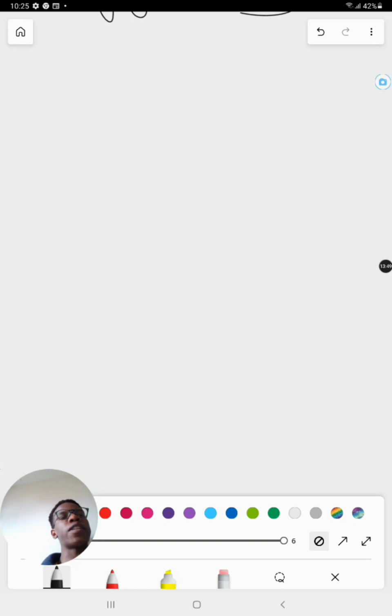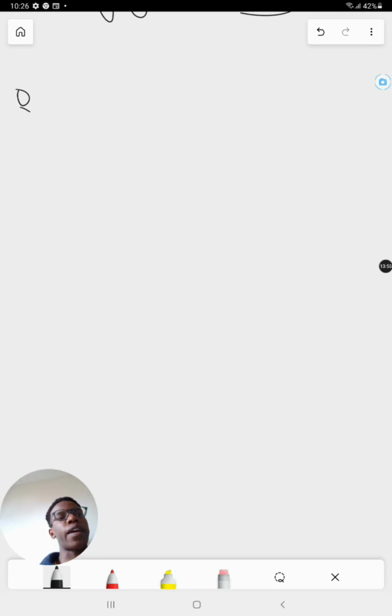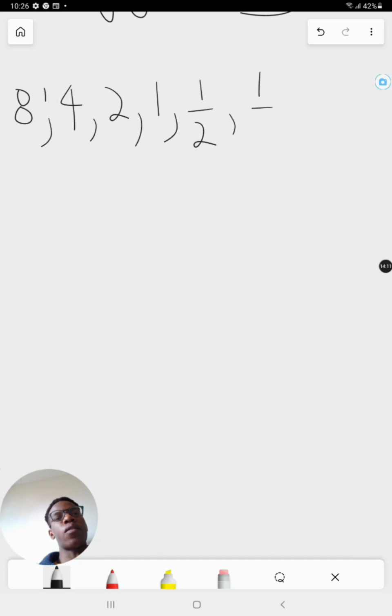For a convergent sequence, we've got the following. Let's say we have 8, and we've got 4 and we've got 2 and we've got 1 and we've got 1 over 2 and we've got 1 over 4 and we've got 1 over 8, and so on and so forth, moving on to all the other terms. Now, what is happening with this sequence?